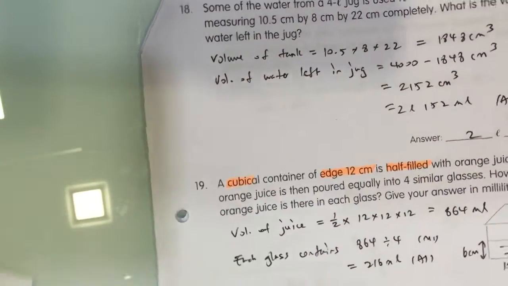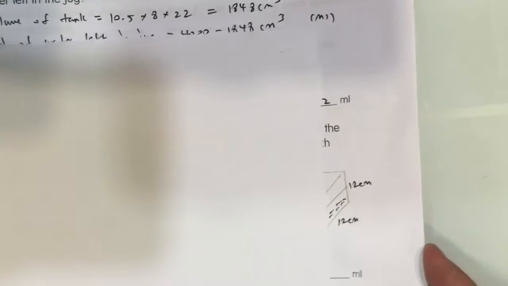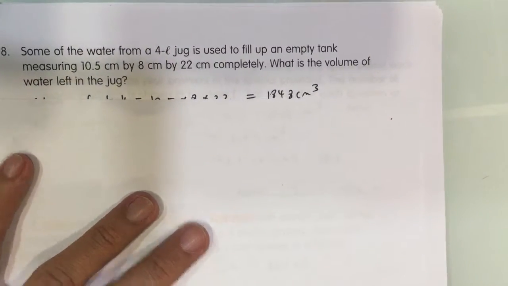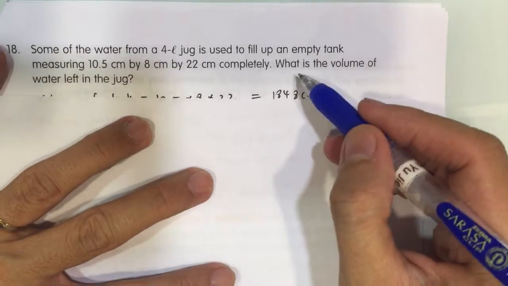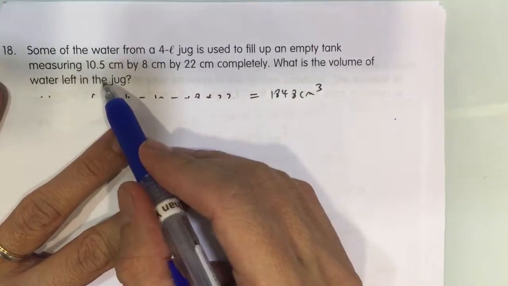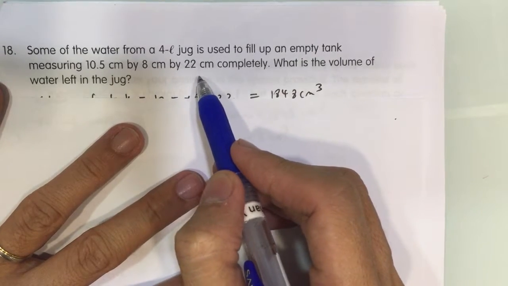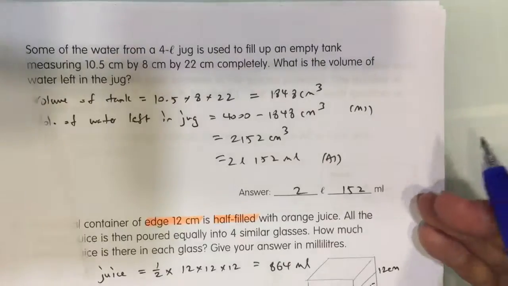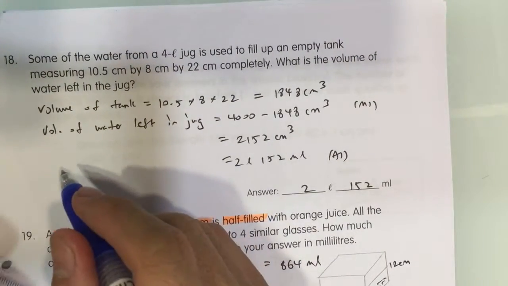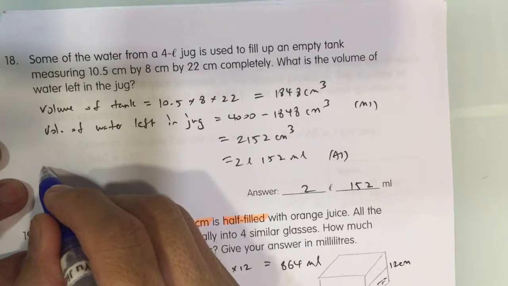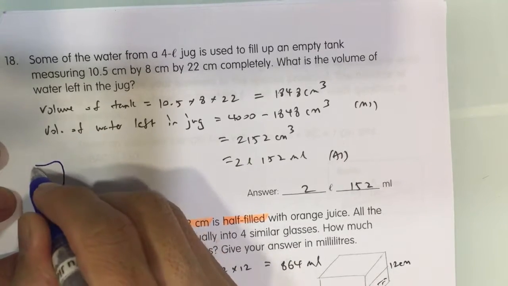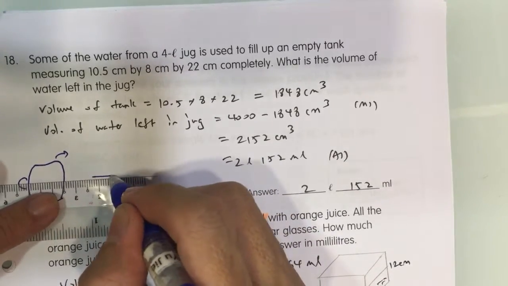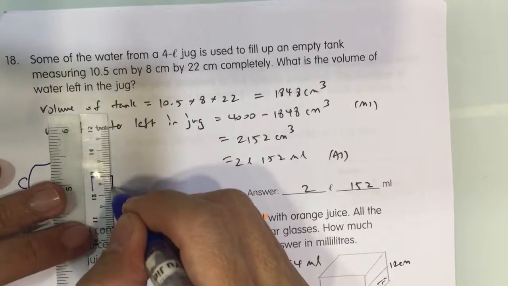Question 18. Some of the water from a 4 liter jug is used to fill up an empty tank measuring 10.5 by 8 cm by 22 cm. What is the volume of water left in the jug? So they are telling you that you have a jug, rather big one. You pour water inside a box, an empty tank.